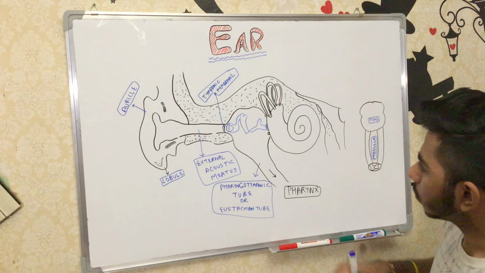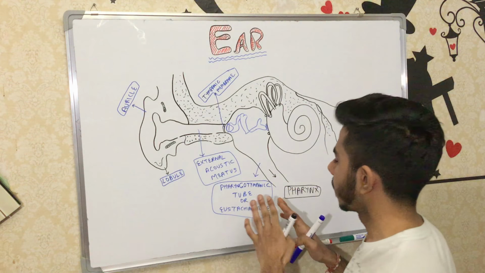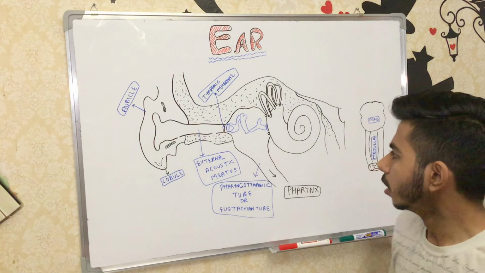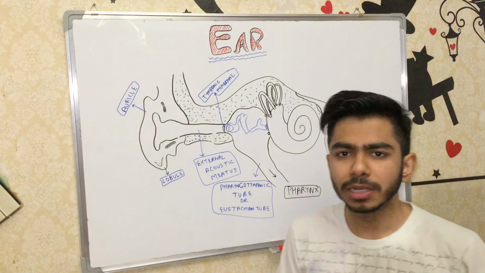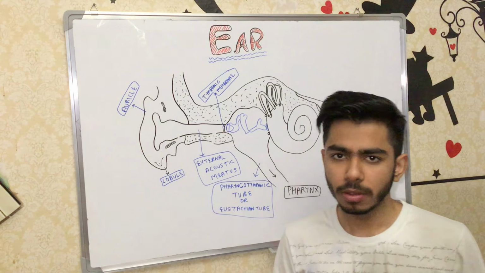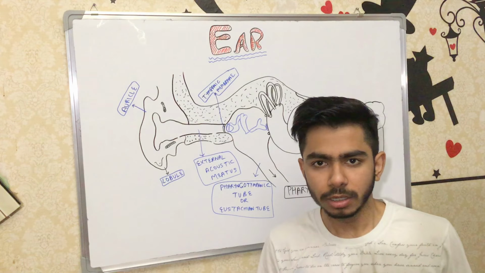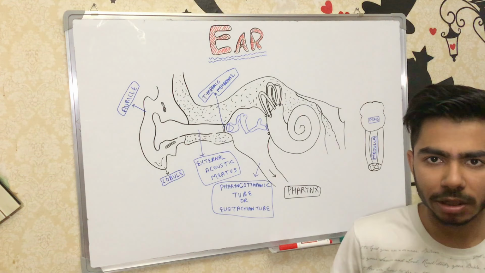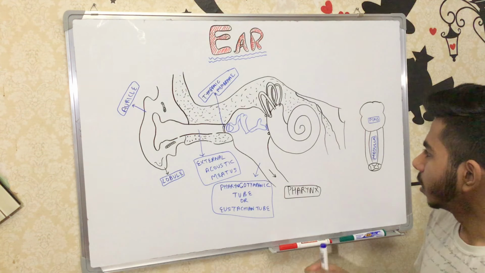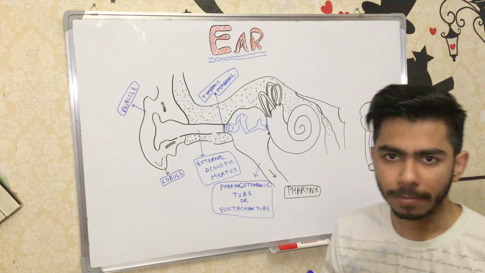Now this was about the middle ear. Now I will talk about the boundaries of the middle ear, because that is very important to know. They have 6 boundaries and we must know about these boundaries. I will talk about that, but before that let me talk about the inner ear too.